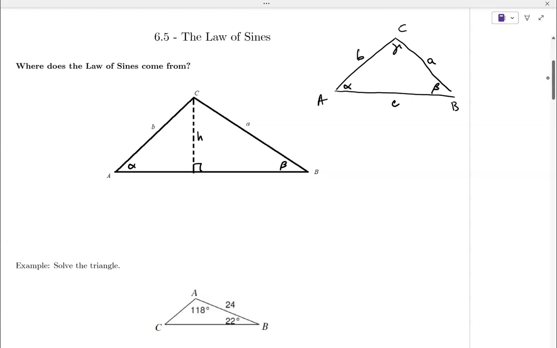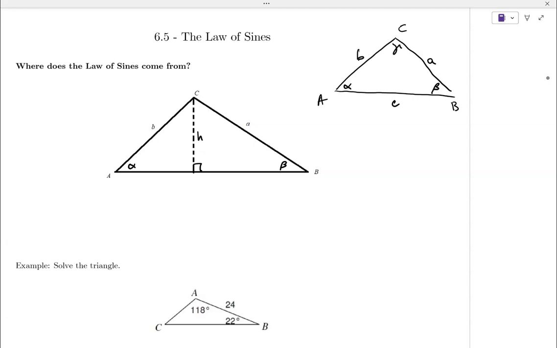Using the left one, the one on the left, I see an alpha, I see a B, and I see an H. Do you see a trig function that relates those three? I bet you can guess what that trig function is without even knowing what the triangle is, given the fact that the title of the section is Law of Sines. What trig function do they think you might want to use? Sine. Ooh, hey, I'm shocked.